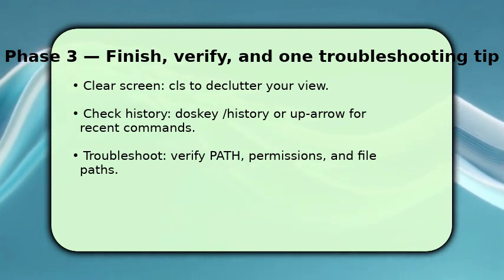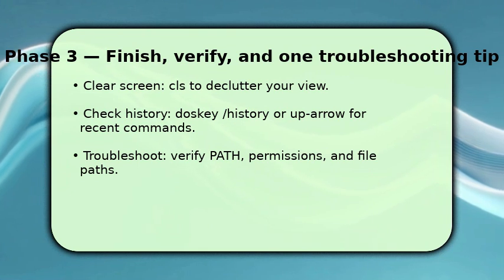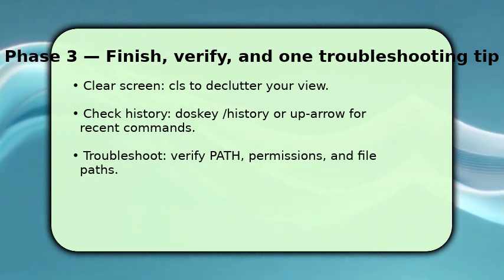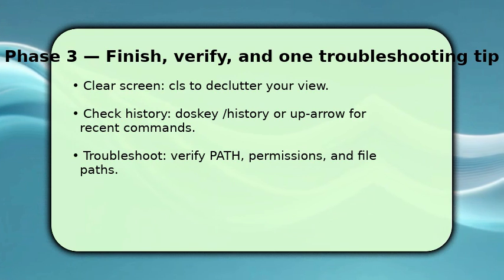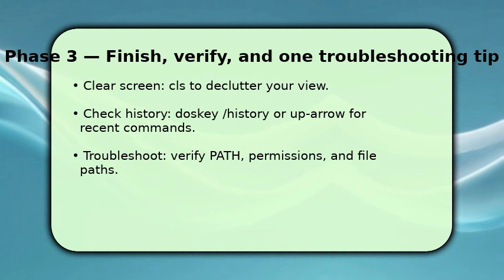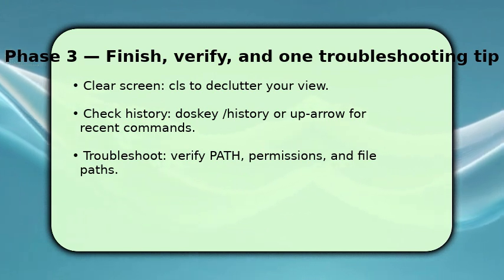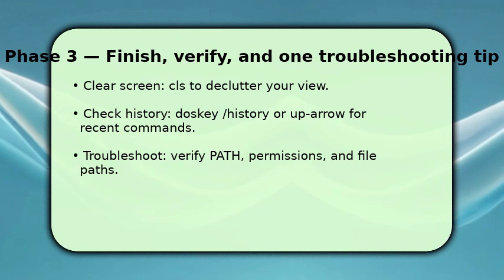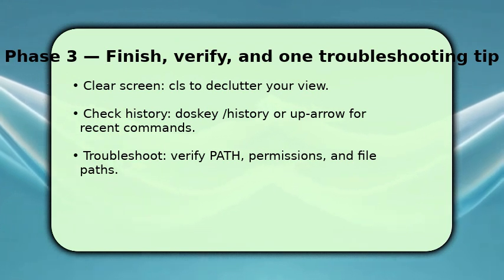If a command fails, check the path for missing executables, verify permissions, and confirm file paths exactly. Small typos are common. If you must retry, use echo or type to inspect files first. One key troubleshooting tip: run the failing command with elevated privileges to rule out permission issues before digging deeper.